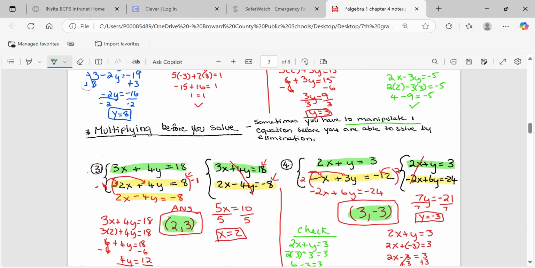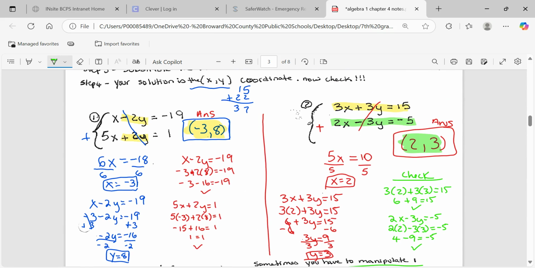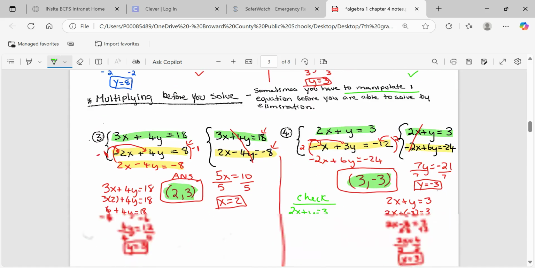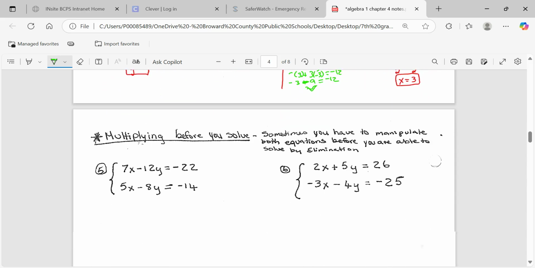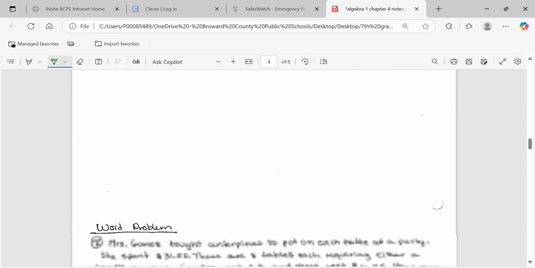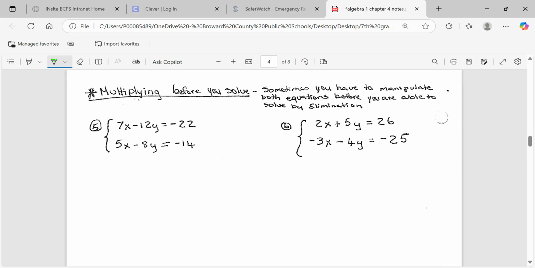Now, in the first one, it was already set. Easy for me to cancel out. In the second two, I had to work for it so that I can cancel it out. Sometimes we come down to like number 5 and number 6, and now I have to manipulate both equations before I'm able to solve by elimination. When I do this, I tend to find it easier to multiply both of them by their opposites, if that makes sense. So I see 7x minus 12y equals negative 22. 5x minus 8y equals negative 14. None of these match for me to cancel out.